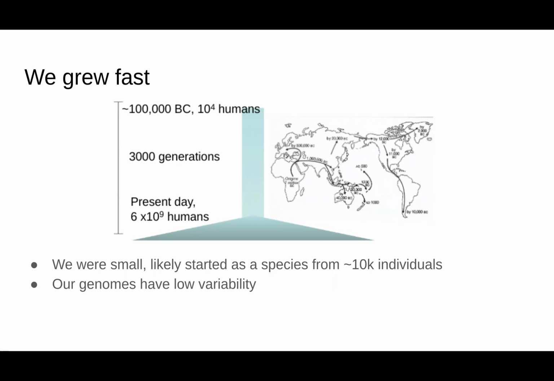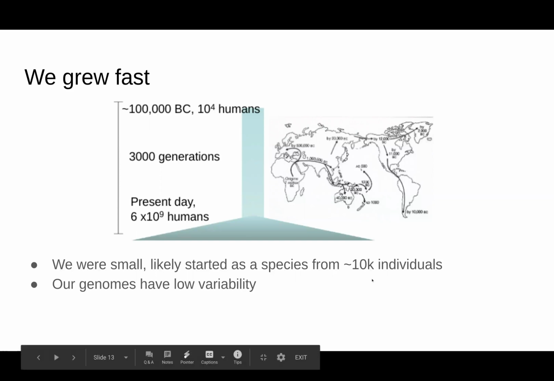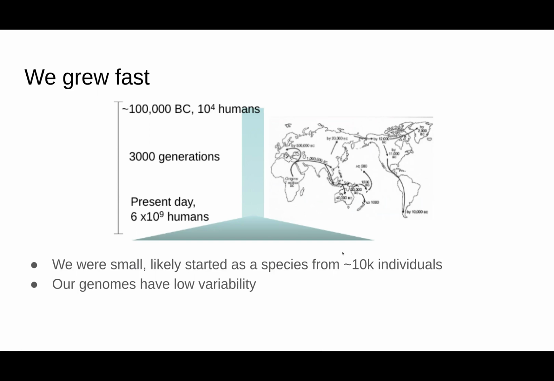And so one of the things that's interesting about the human population is we started off pretty small. Very, very small numbers. It's estimated that the very original starting human population was only about 10,000 individuals, around 100,000 BC. And we grew really fast. Within 100,000 years, we have billions of us. So we grew really fast for a very large species.